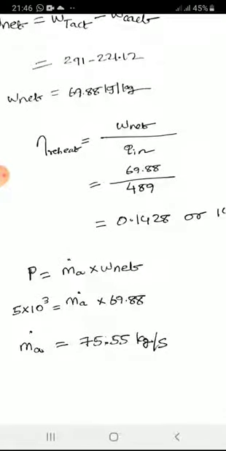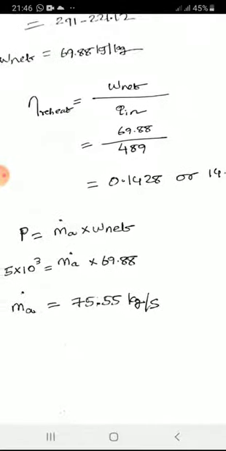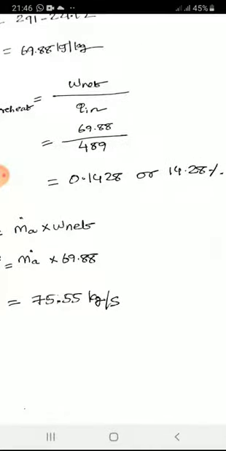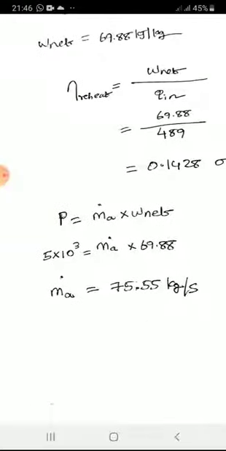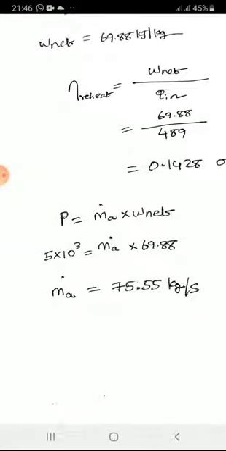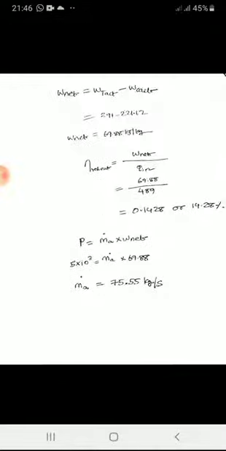Now we have to find the reheat cycle efficiency, which is nothing but W net by heat input, which is coming as 0.1428 or 14.28%. Now we have to find out the mass flow rate of air. We can find it by the formula power equal to mass flow rate into W net. Mass flow rate is coming as 75.5 kilograms per second. So here the efficiency of the reheat cycle is 14.28% and the mass flow rate is 75.55 kilograms per second.